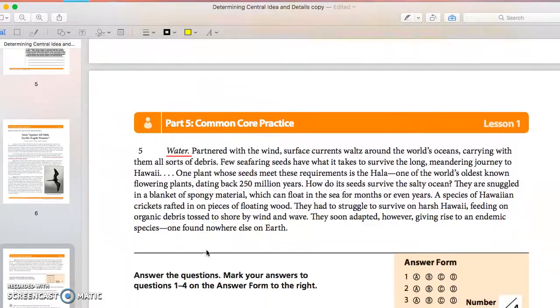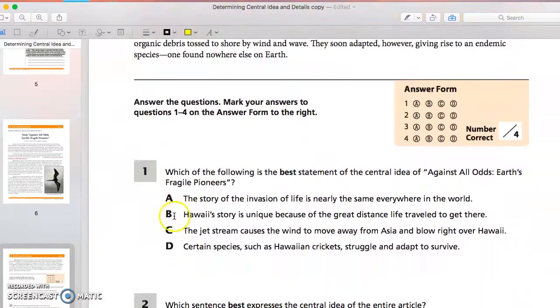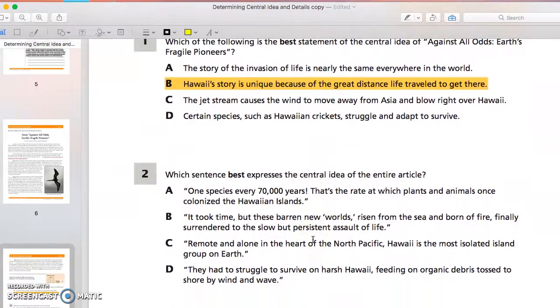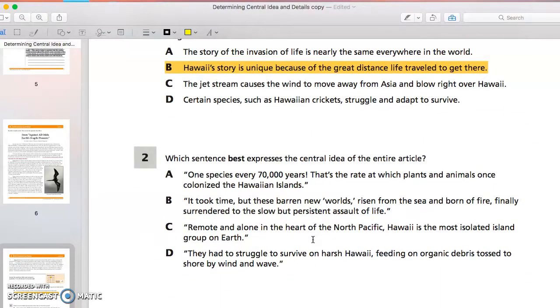So, Hawaii, there's only one that really talks about Hawaii's story. Okay? So Hawaii's story is what it is. Here up here. There you go. Which best expresses this entire article? When you're looking at it, which one says Hawaii? One species, nope, that's talking about species. The barren new worlds finally surrendered. Remote and alone, Hawaii is isolated. Okay, but we're talking about how the species lived.